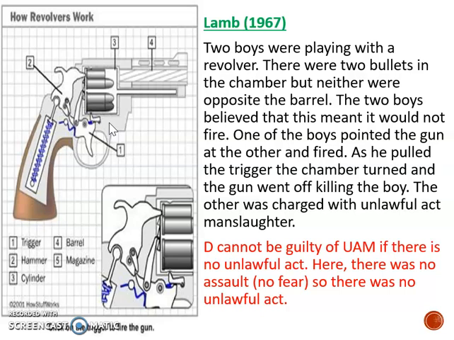And the other boy was charged with unlawful act manslaughter. Here, he was not guilty of unlawful act manslaughter because there was no unlawful act. Because the boys misunderstood how the gun worked and they were just playing a game in their mind, there was no assault. The boy wasn't scared that he was going to be shot. So because there was no assault, there was no unlawful act. So in other words, you've got to have a completed criminal offence before it can be unlawful act manslaughter.